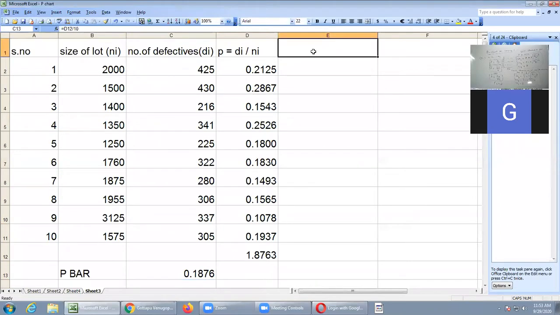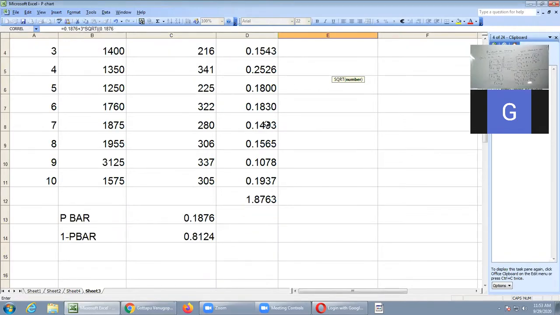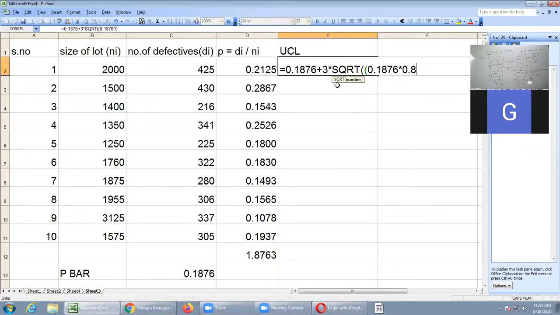Okay, next you will calculate UCL. So formulas are important. What is the formula? Equal to P bar, P bar value is 0.1876, P bar plus 3 into SQRT, square root. Open 2 brackets because numerator and denominator is there. Now P bar means 0.1876 into Q bar. What is the Q bar value? 0.8124. Close the brackets now.